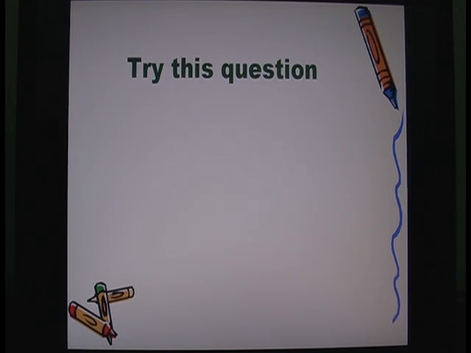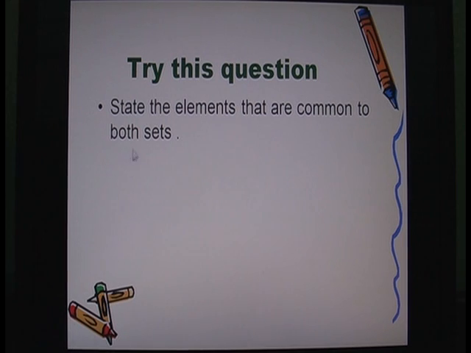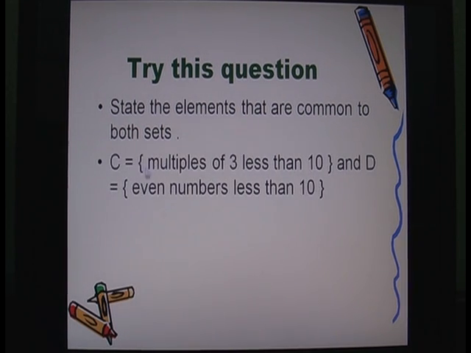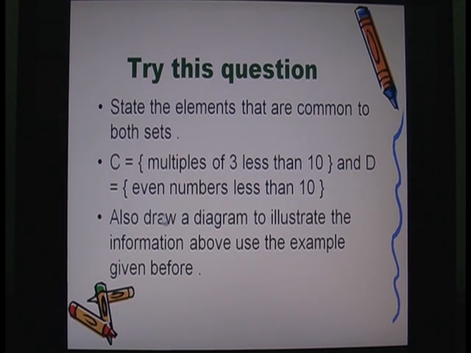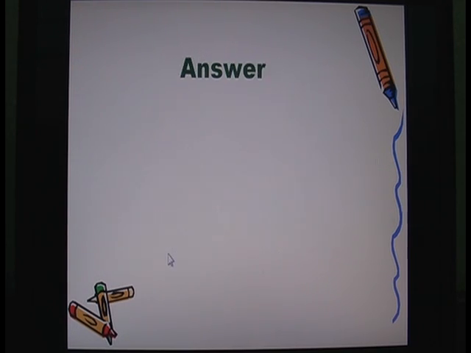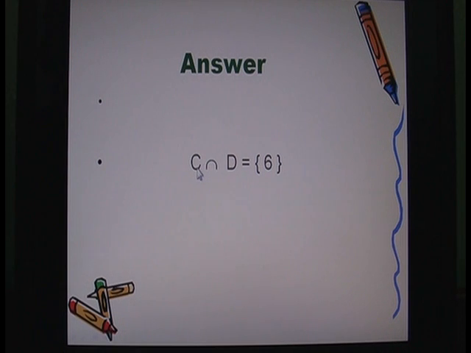Try this question. State the elements that are common to both sets. C is equal to multiples of 3 less than 10 and D is equal to even numbers less than 10. Also draw a diagram to illustrate the information above. Use the example given before. Answer. Your answer here is C intersect D is equal to 6.